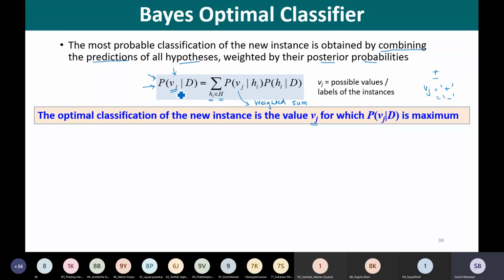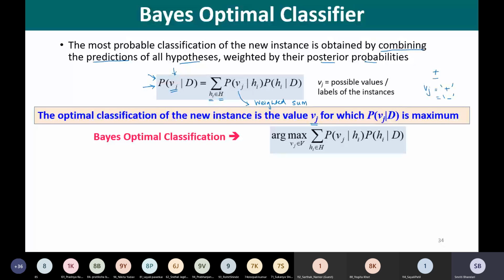So the optimal classification of the new instance is the value Vj, that is the label, for which this probability of Vj given D is maximum, right? So here we are formally writing our Bayes optimal classification expression. This expression gives us the probability of Vj given D. So how probable is this particular class label given the data?